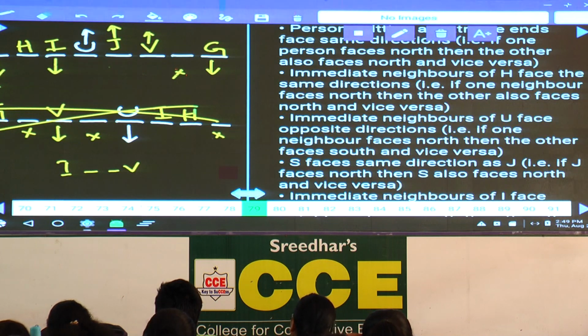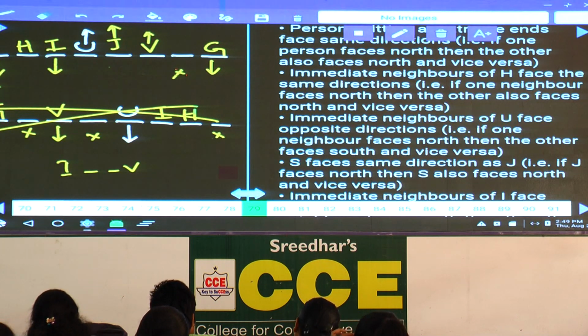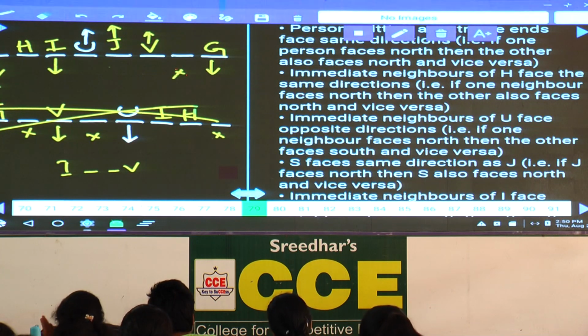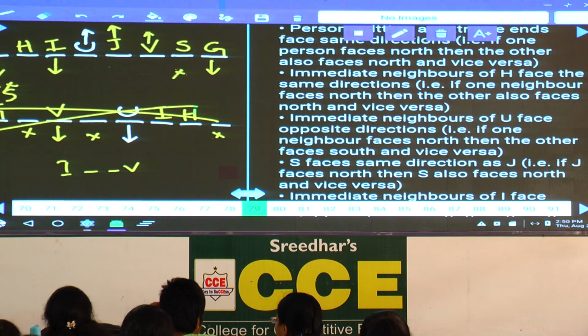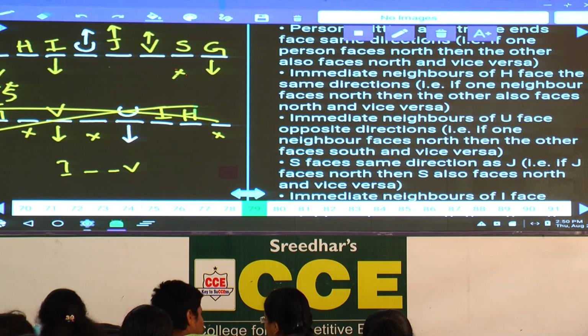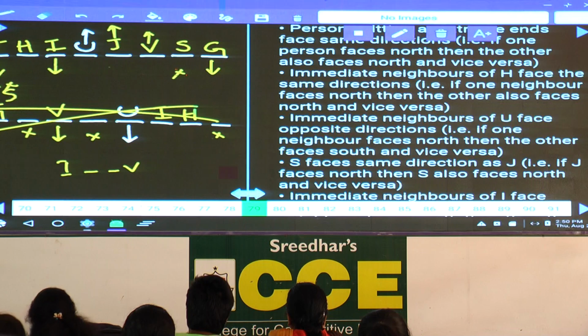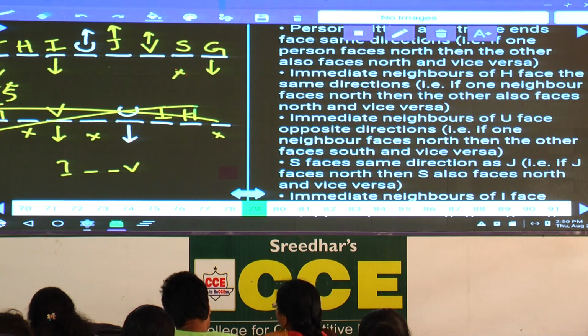S faces the same direction as J. S and J are facing the same direction here. Now this S must also be facing north. As S is facing north, S cannot be at the left extreme. So S is here. Now if S is here, then who is the person left over? T must be here.